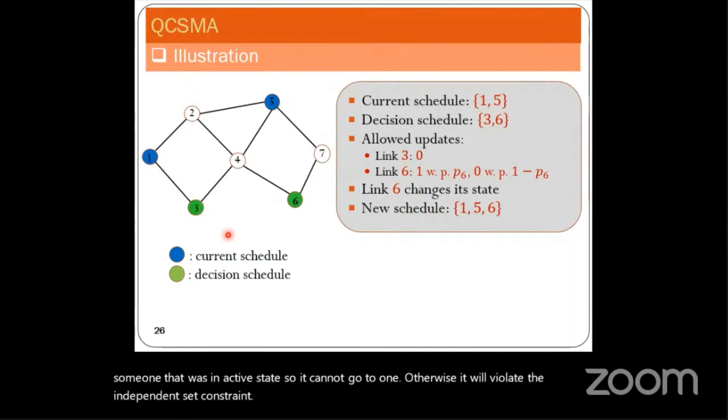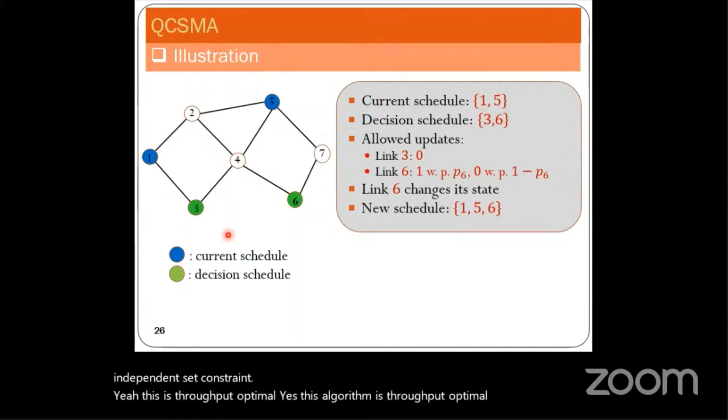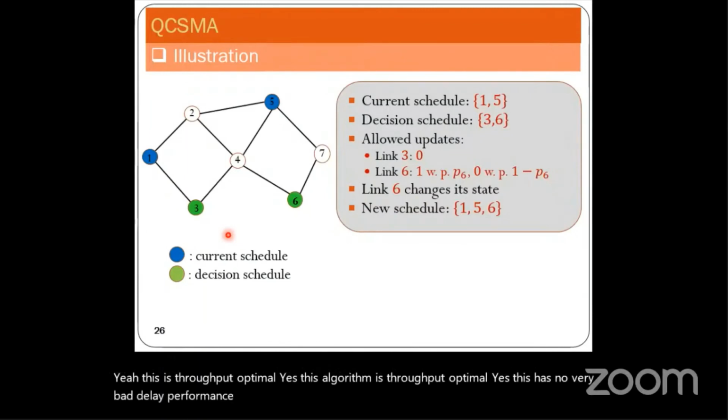So, this algorithm is also throughput optimal, or? Yeah, this is throughput optimal, yes. This has, though, very bad delay performance, and the later versions have tried to address that problem, but nonetheless, it keeps your queues stable. It doesn't let them blow up.